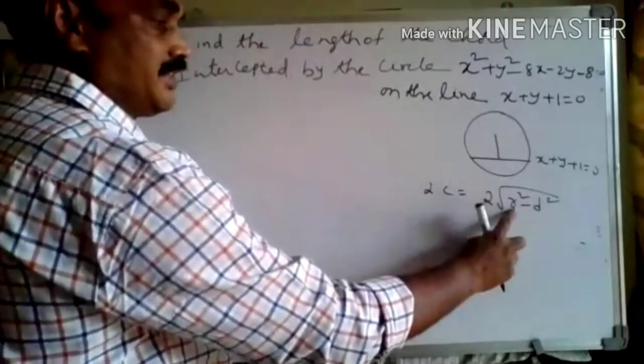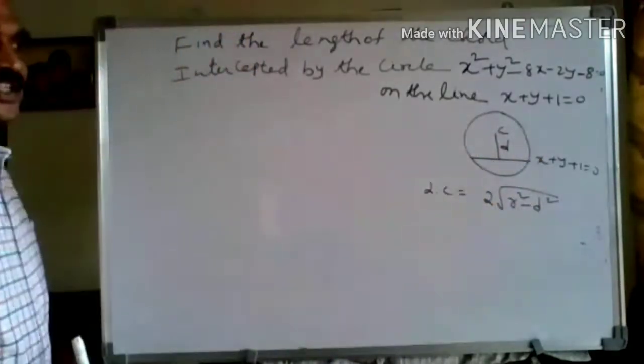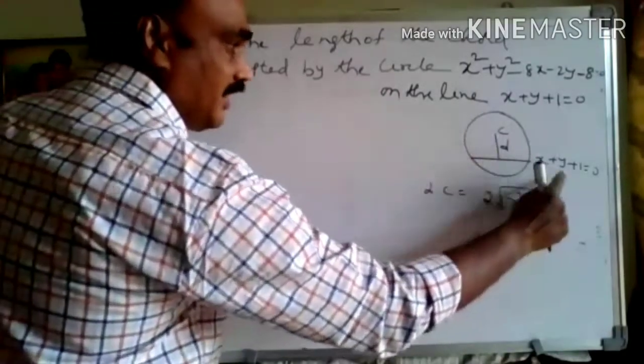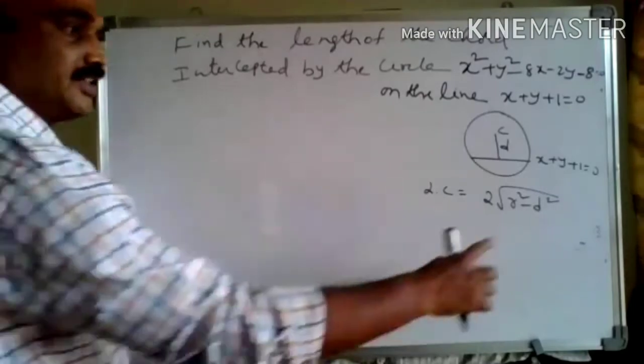R is equal to radius of the circle. D is equal to perpendicular distance from center to the line. So first calculate center, radius, next D.